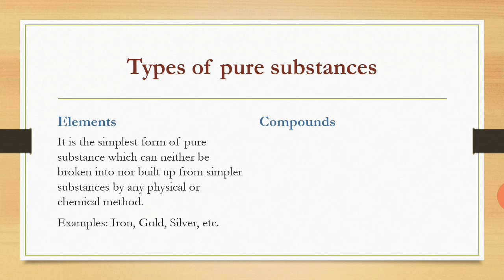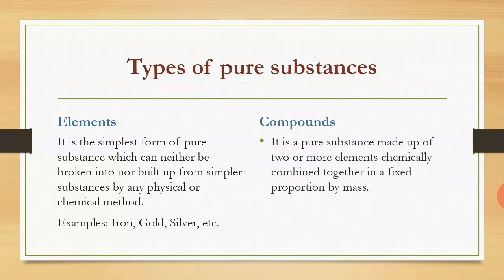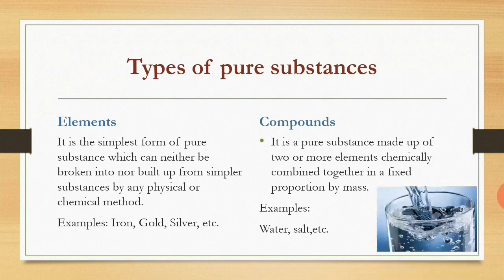Okay, so now let's look at the compounds. What are compounds? Compounds are those pure substances in which two or more elements are combined chemically in a fixed proportion by mass. For example, water, the simplest example, water, salt, or sugar we have already taken. Okay, so these are characterized as compounds.